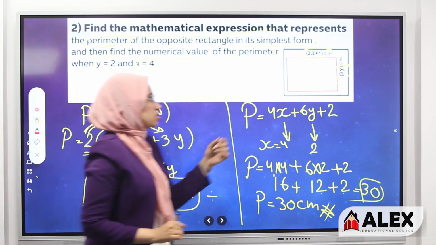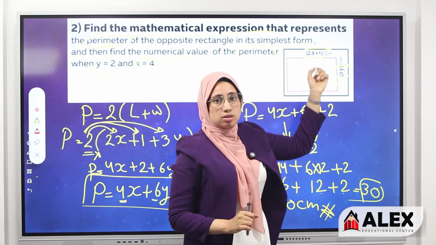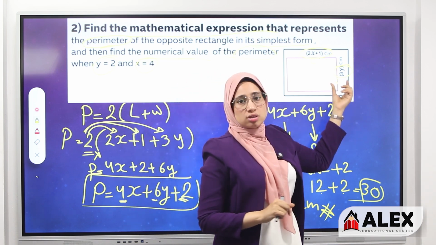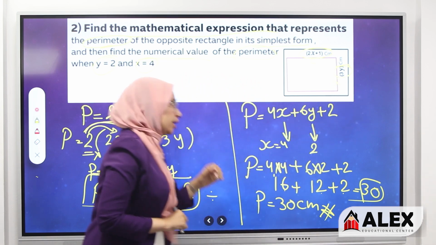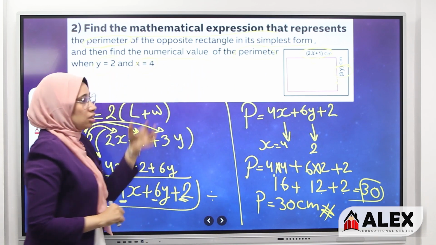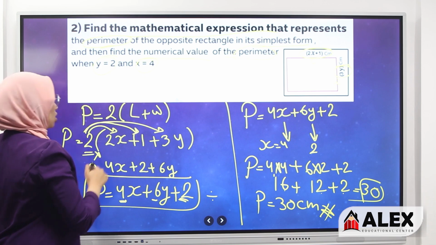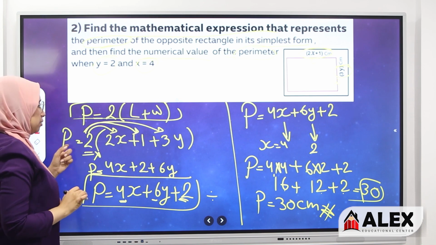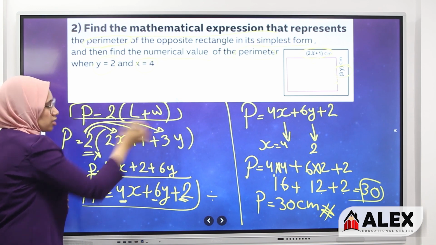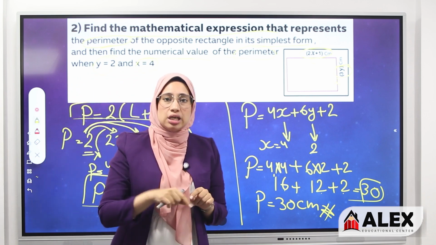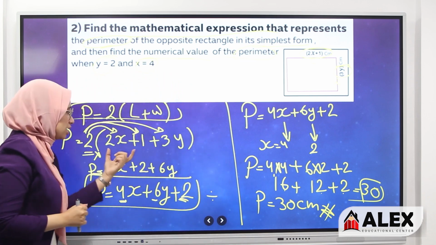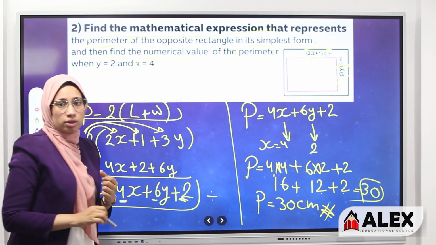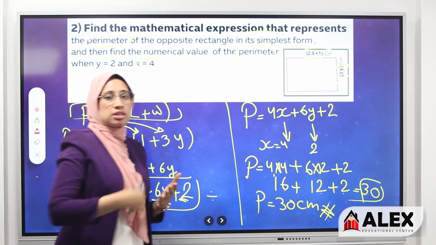Again, here in this rectangle, the length equals the expression 2x plus 1, and the width equals 3y. To find the mathematical expression that represents the perimeter, first we put the rule of the perimeter. Perimeter equals 2 times length plus width. 2 bracket length plus width. Length equals the expression 2x plus 1, and the width equals 3y. Then make the distributive multiplication.